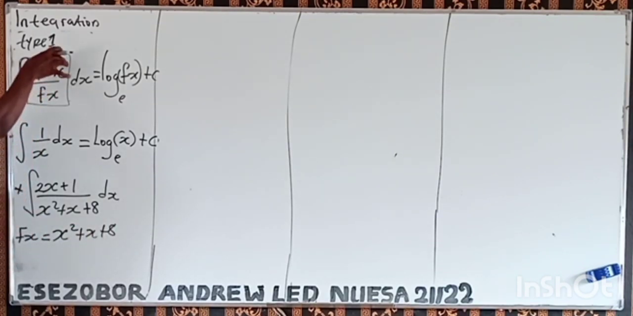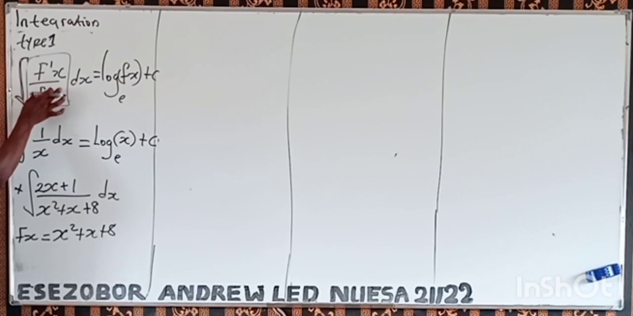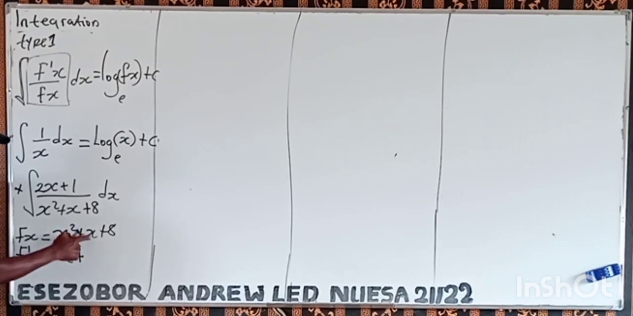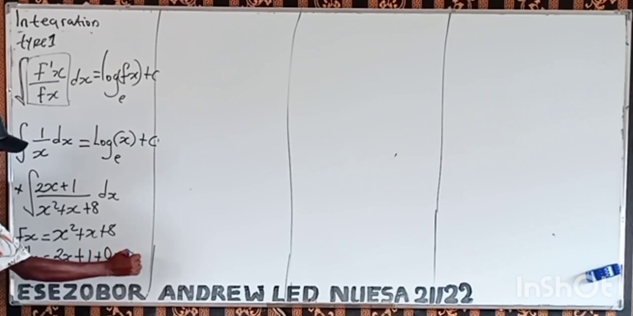Now, what about the f prime of x? You don't go and look for the f prime of x here. The only thing you do is bring out this f of x, which is always the denominator of a function of this type. Then to get the f prime of x, you differentiate this denominator. Differentiate x squared, we have 2x, plus differentiate x, you have 1, plus differentiate 8 is 0, so that will be 2x plus 1.